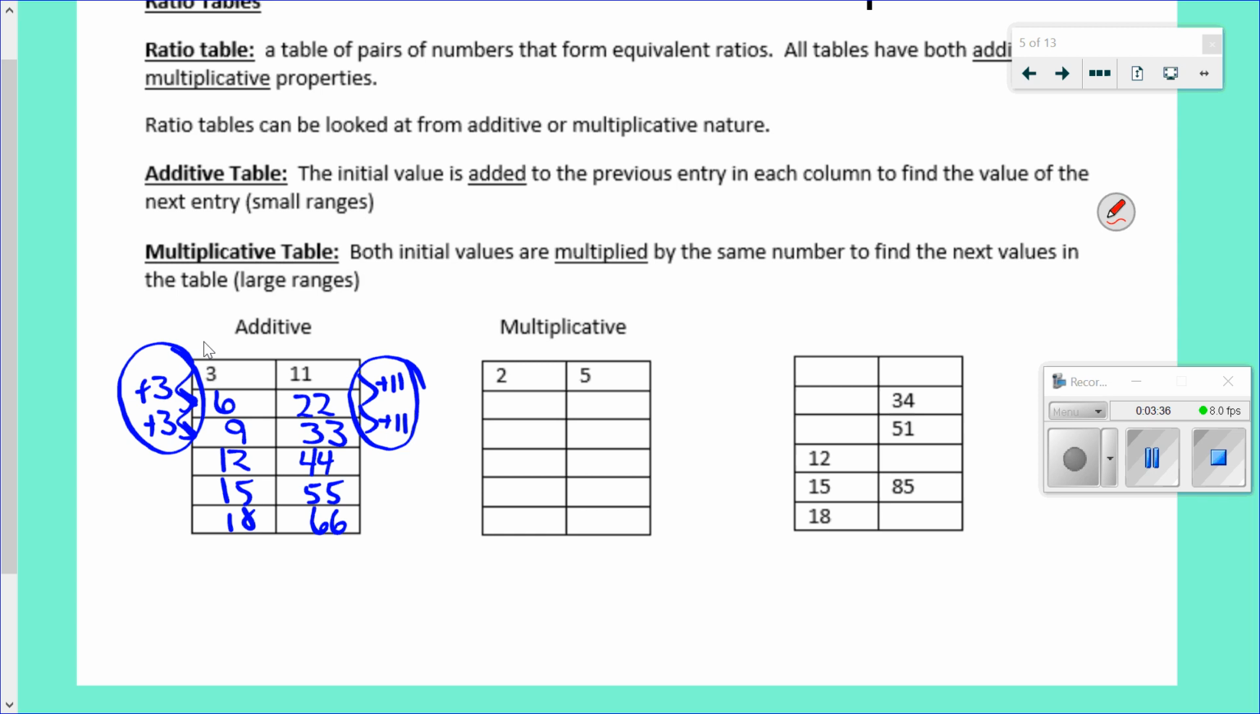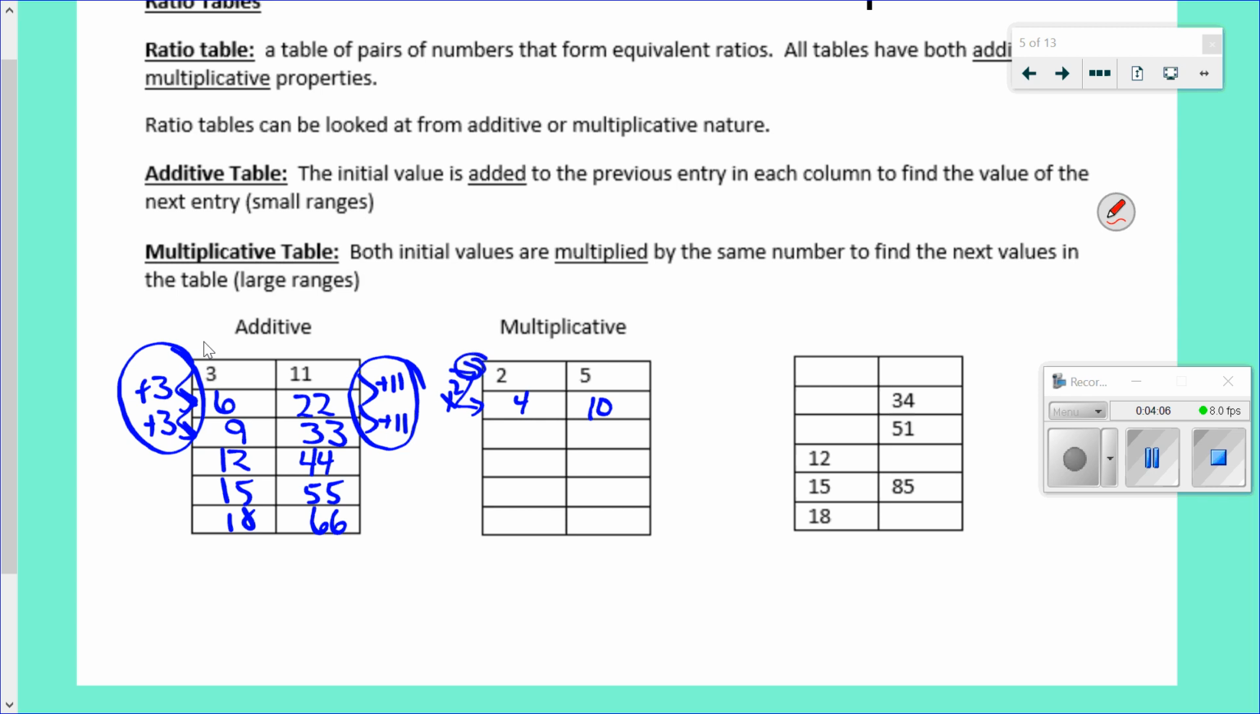Now, the other way I can look at these tables is what we call a multiplicative nature. So it's the same deal. I'm still starting with this initial value. In this case, it's now 2 to 5. Here's where the multiplicative is different. In the multiplicative value, I'm going to take this initial value up here, and I'm going to multiply it by 2 in order to get my next one. So what's 2 times 2? What's 5 times 2?